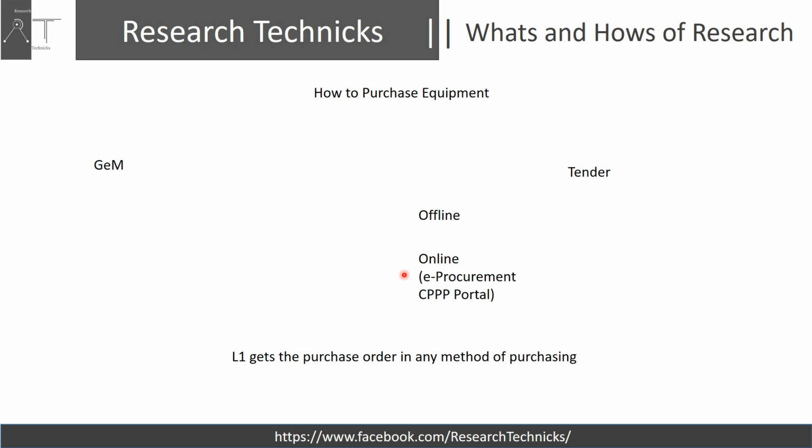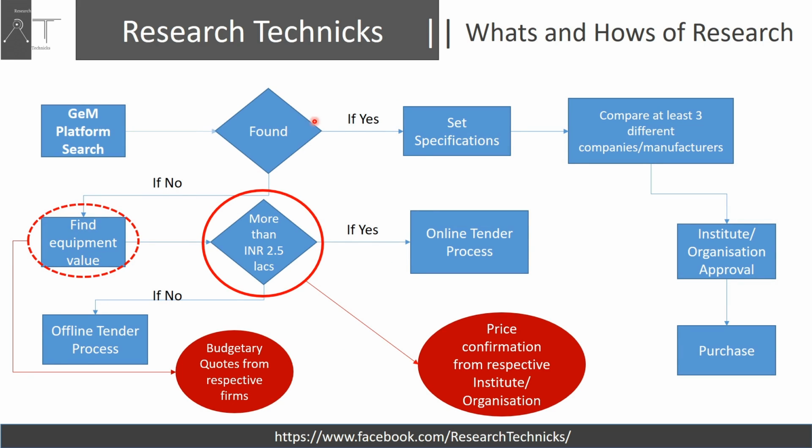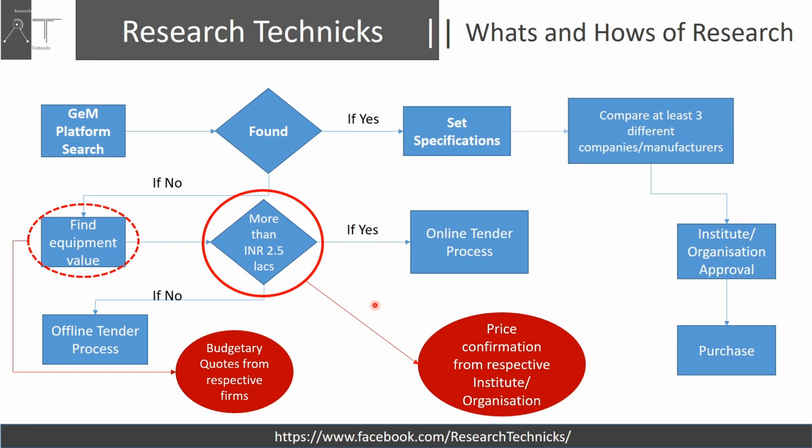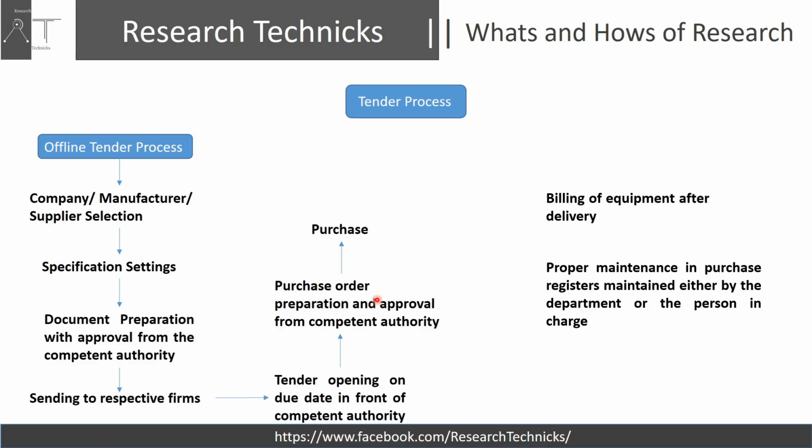If you are from any other country, overall the process will be the same except for GeM. In your country there might be something different or it might not be, but the online tendering process more or less will be the same. There might be some minor modifications, minor changes. In India it is through the e-procurement CPPP portal. Okay, I will show you an example of how.